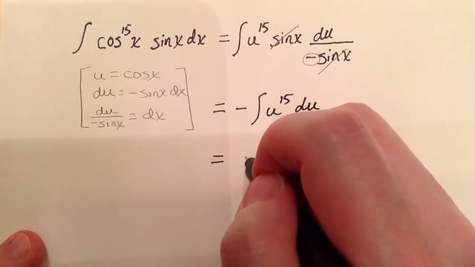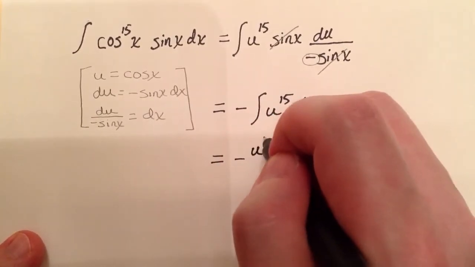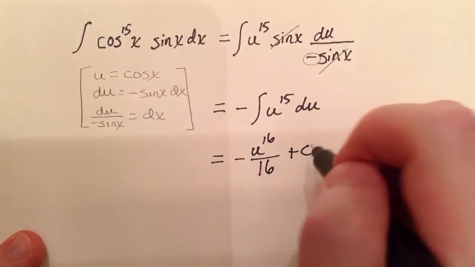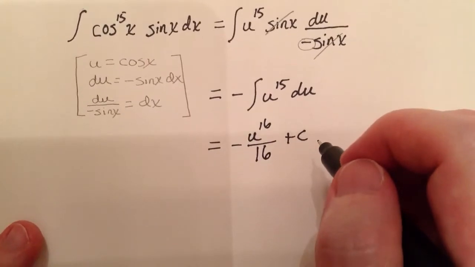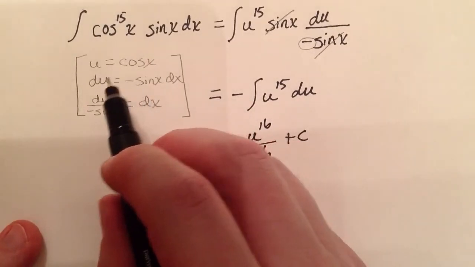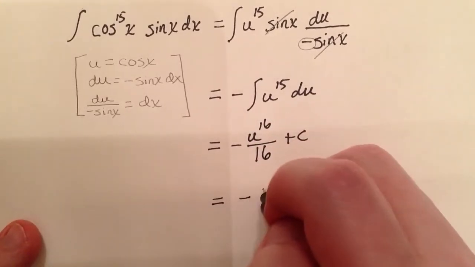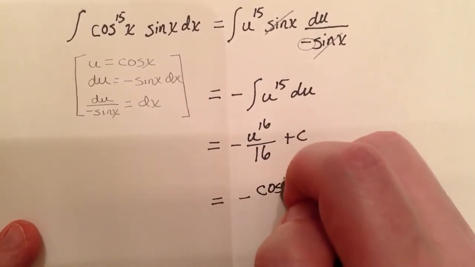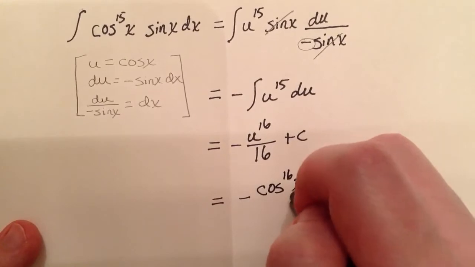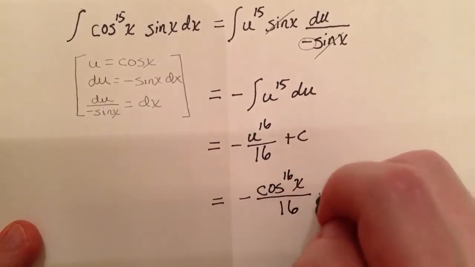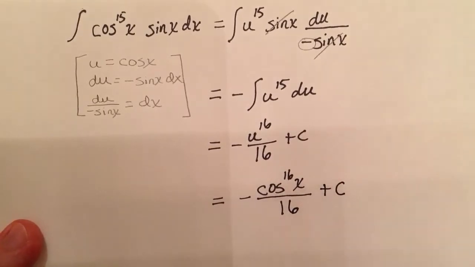and in the substitution variable we have the negative of u to the 16th all over 16 followed by the constant. And once we back substitute the cosine of x for u, again we have the negative of the 16th degree of the cosine of x all over 16 followed by the constant, and thus this will be the final answer for problem number 1.